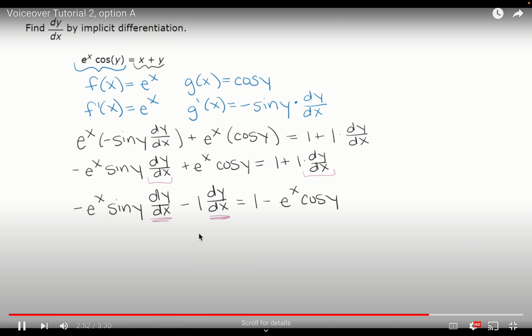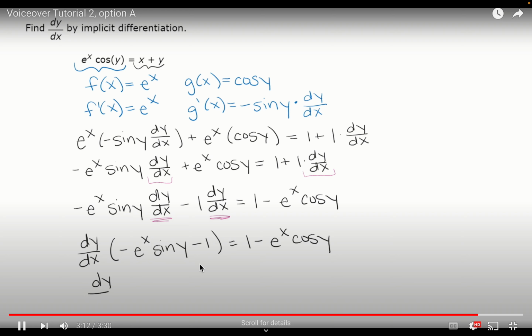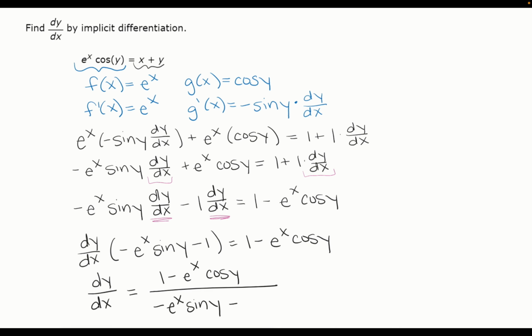And now that we have both on one side, we can take that out and put the rest of the equation in parentheses. And this looks much nicer, making the only thing we have left to do is divide this part of the equation, which will give us our final answer of dy over dx equaling 1 minus e to the x cos y over negative 1 minus e to the x over sine y minus 1.